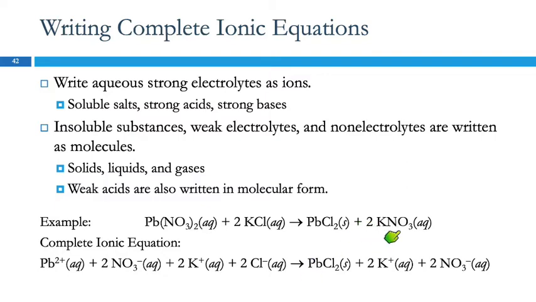And then potassium nitrate, aqueous. Again, check and make sure it's not an acid. It isn't. So we've got 2 potassiums and 2 nitrate ions.